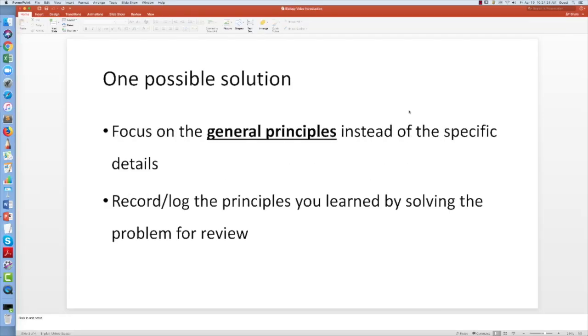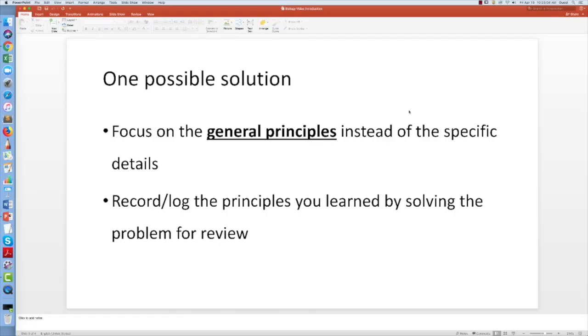In this video, I'm trying to offer one possible solution, and by no means is this the only way to approach Intro Bio at Columbia. But this was what worked for me, and it worked for a lot of other TAs that I've talked to. There are two points of emphasis here. The first is that you want to take away the general principles, the larger concepts of biology from the problems, instead of all the specific nitty-gritty details that are applicable to only one problem.